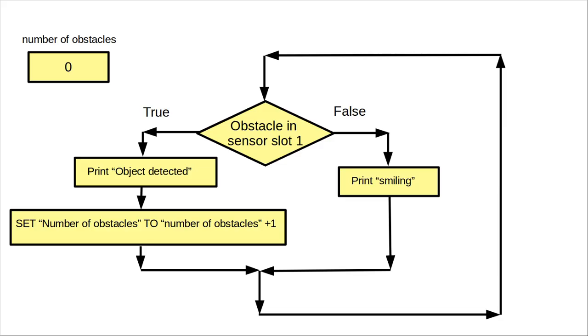Here you can see the forever loop of the program using a different notation. You can also see the variable named number of obstacles. Its value is initially set to 0. This loop runs fast, many times per second. Each time the logical expression inside the branch results to false, that is, there is no obstacle in front of the sensor, this is what happens.